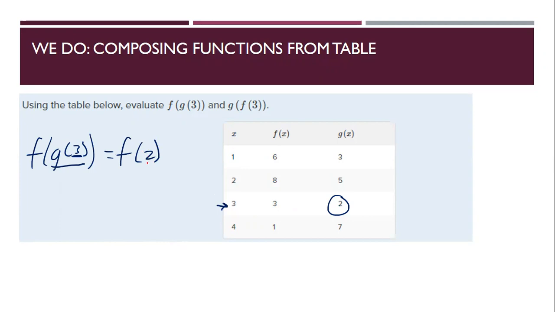So now my x is 2. So I go to x equals 2, and the function that I'm going to now is f. When I go to x equals 2 and I go to function f, what do I get? 8. So that means my answer is 8. That's it with a table.